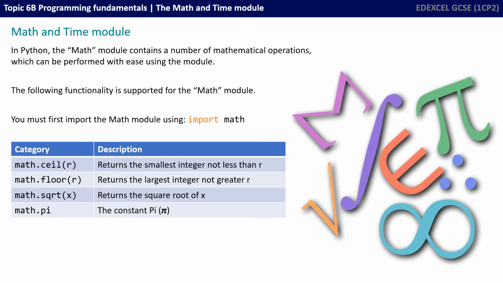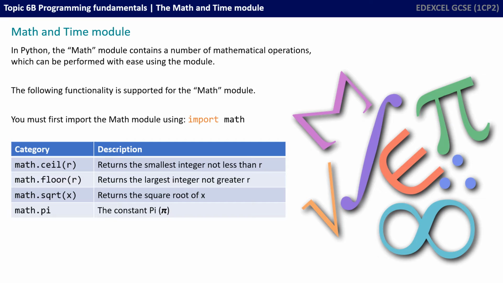So in Python, the Math module contains a number of mathematical operations which can be performed with ease using this module. Now notice how we call it the Math module and not Maths. We also typically say Maths or Mathematics in England, but obviously we're using Python here and we have to stick to the correct spelling. So it's the Math module, not the Maths module. The following functionality is supported from the PLS.